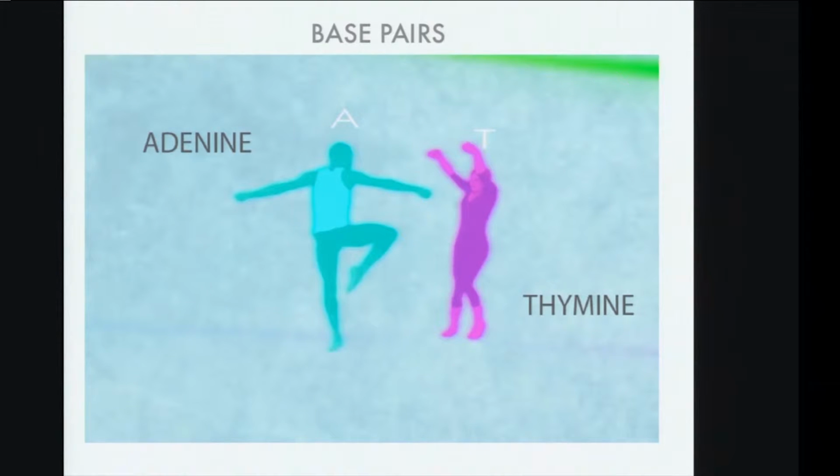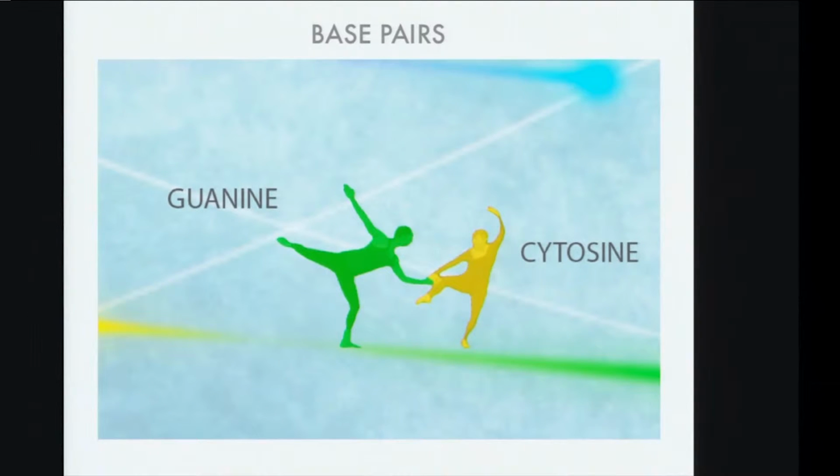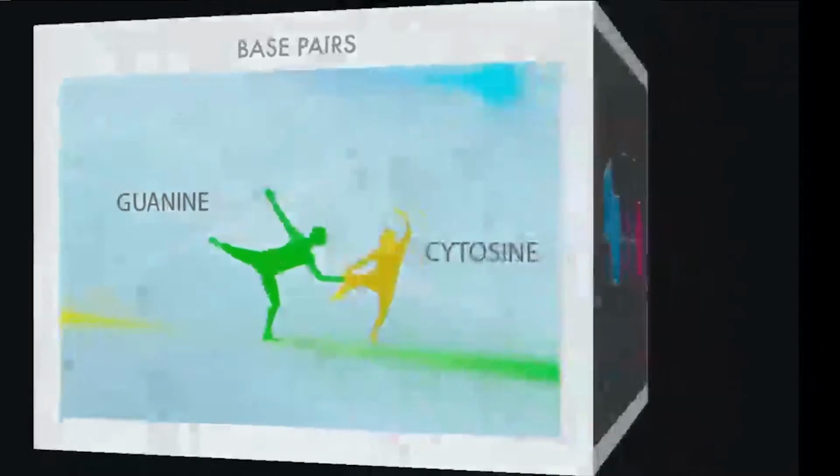That's the other base pair. You can abbreviate adenine by calling it A, the first letter of adenine. You can abbreviate thymine by calling it T. So A and T are one base pair. And guanine we can call G. Cytosine we call C. So G and C are the second base pair in the base pairs of DNA.